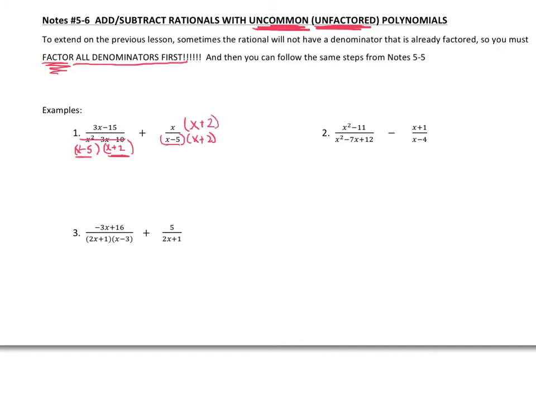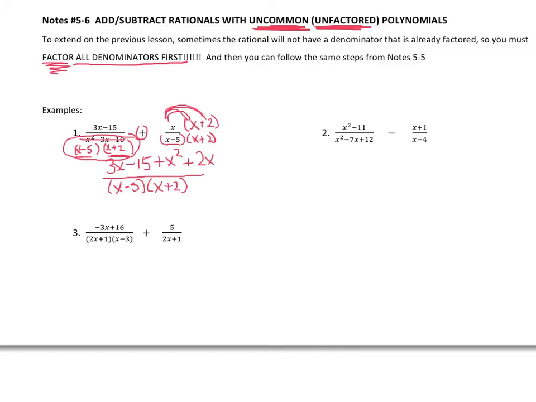Okay, let's go ahead and combine it over one denominator. My common denominator is this right here, x minus 5 times x plus 2. Now let's combine our numerators. We have 3x minus 15, plus this x times x plus 2. I'm going to distribute that x, so it's going to be plus x squared and plus 2x. That's just coming from distributing the x to both of these terms.